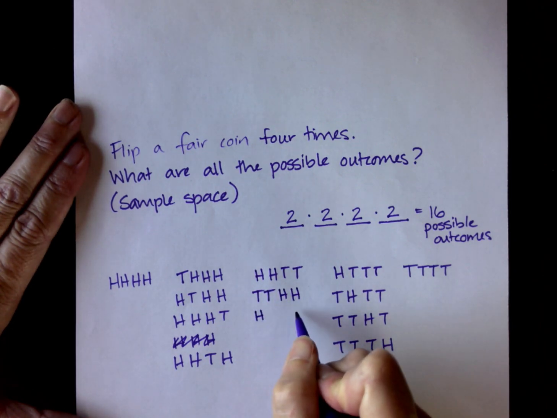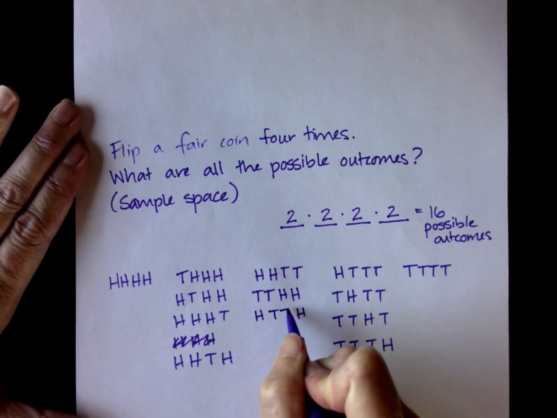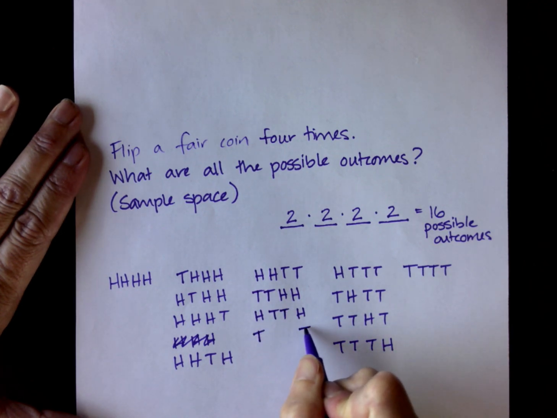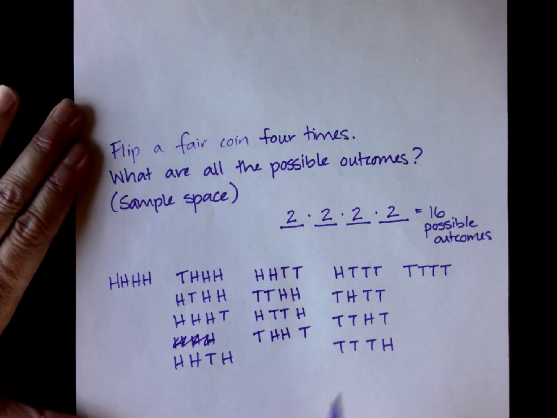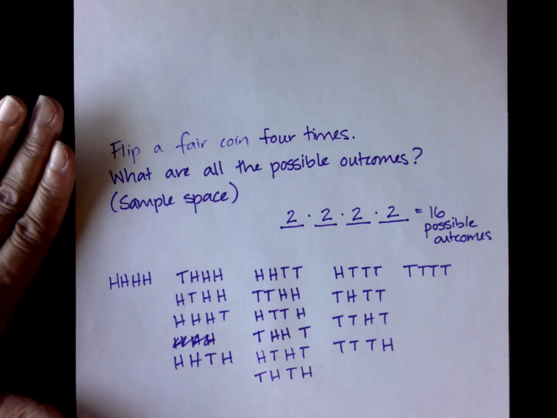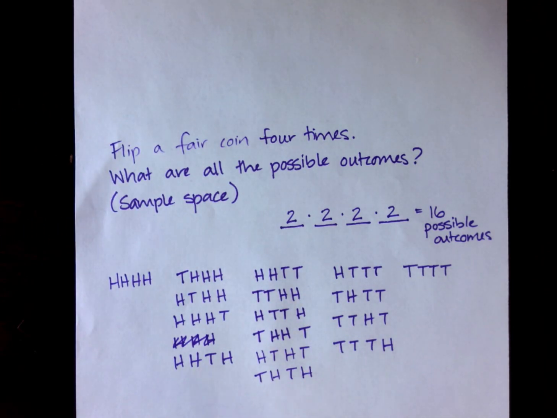We could have heads first and last with the tails coming in the middle, and then we could reverse that with the tails first and last and the heads coming in the middle. And then we could have the situation where things alternate. Heads, tails, and we could reverse it, tails, heads, tails, heads. And now I think we have all of them. We have all 16 possible outcomes.